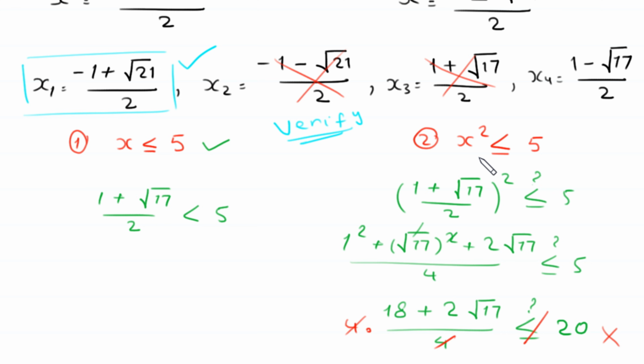Now in the same way, if we check this fourth value of x, 1 minus root 17 over 2, then this 1 minus root 17 over 2 is less than 5, and the square of this 1 minus root 17 over 2 is also less than 5. So this is a valid solution. So we have two solutions of this equation.